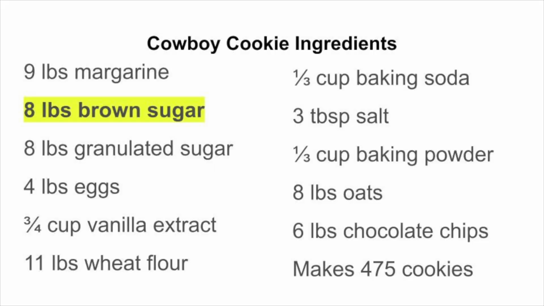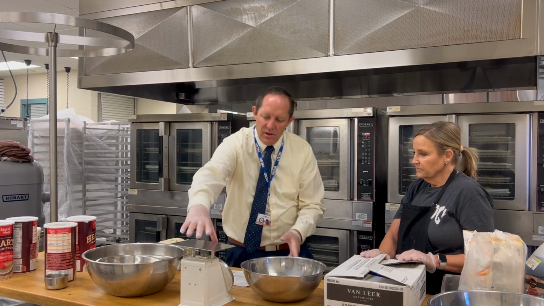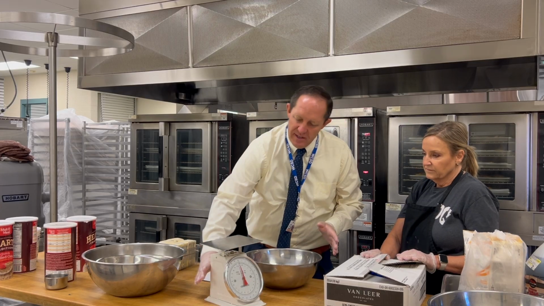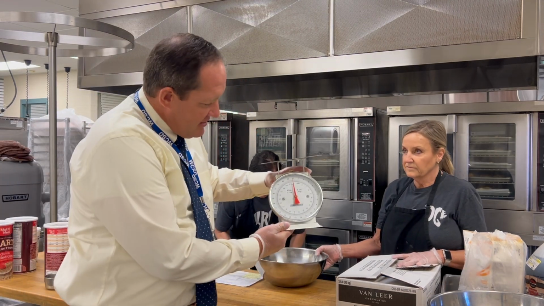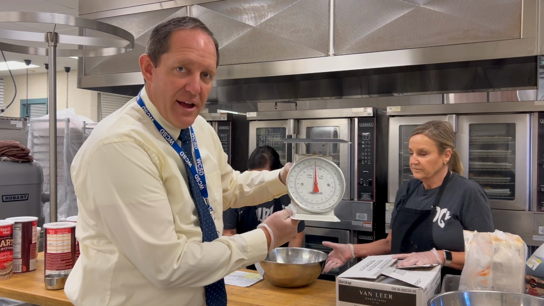The next one says we need brown sugar. We need 8 pounds of brown sugar. So we've got a scale right here, and I'm going to show that to you guys. You can see that this is at 0 pounds when it's zeroed out.